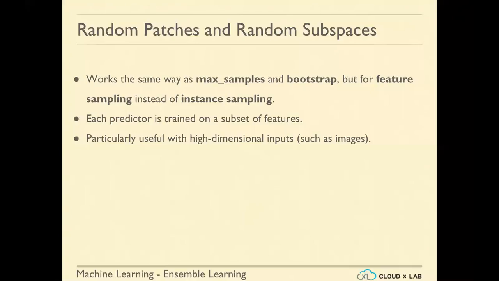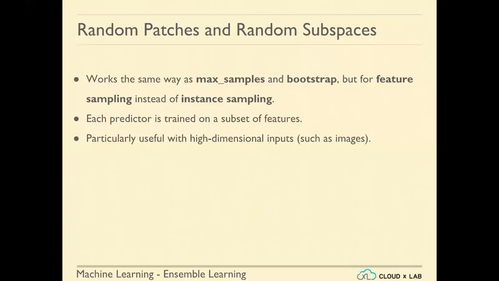So the way we did row sampling as instance sampling, we have the same way in the feature sampling. Each predictor is trained on a subset of features, which is practically useful with high dimensional input. A question is, how can we sample the features? Basically, we pick up only a few columns, not the others. But how do we decide which feature is important? The answer is we don't. We let the algorithm decide that.